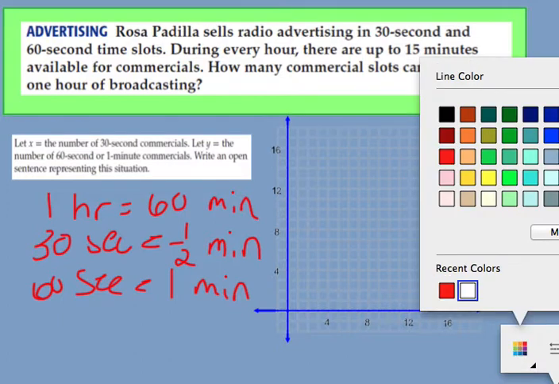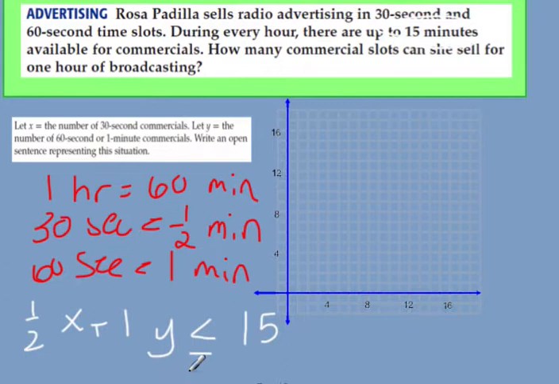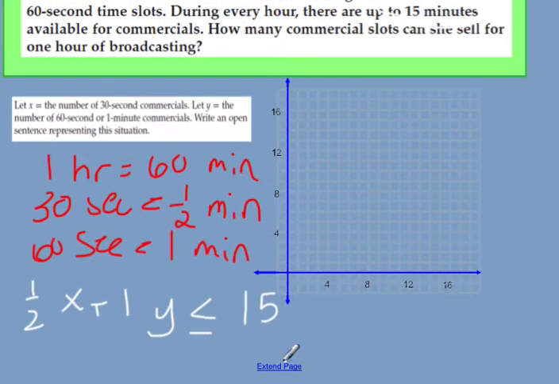For every X 30-second commercial I have, it's going to be half of a minute. For every Y 60-second, it's going to be 1 minute. And I have a total of 15 minutes available for every hour. So we're going to do 15 minutes for those commercials. We don't want to go more than 15 minutes. We could do exactly 15 minutes, but if we go more than 15 minutes, we're going to have some cranky radio customers. So now I'm going to solve this for Y.